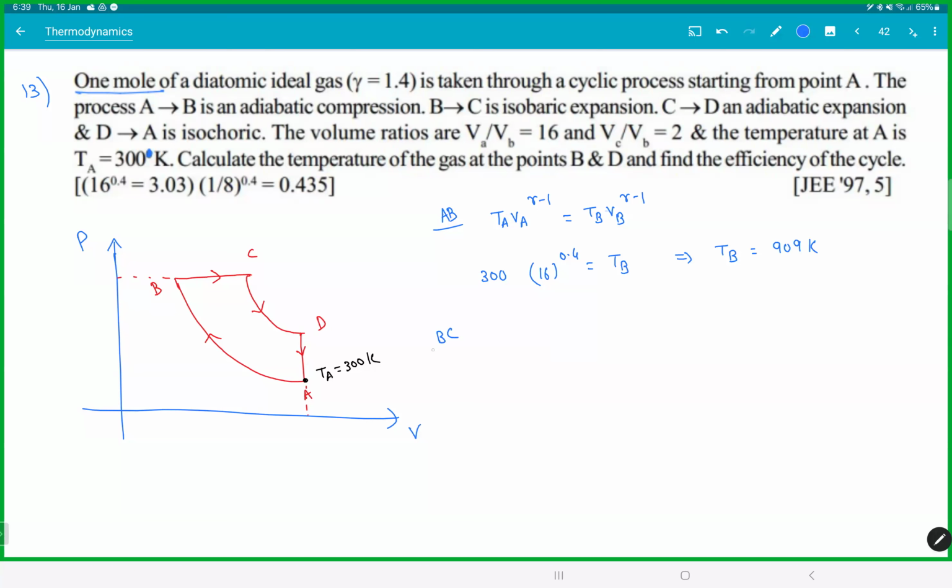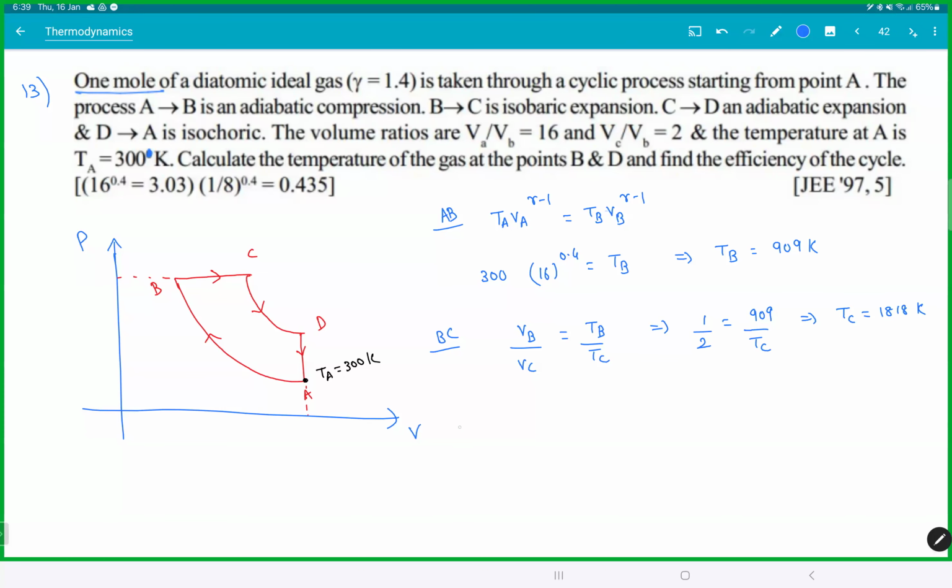Now, when you go from B to C, it is an isobaric process. So VB by VC is equal to TB by TC. VB by VC is half, TB is 909 by TC. So TC is 18 Kelvin.